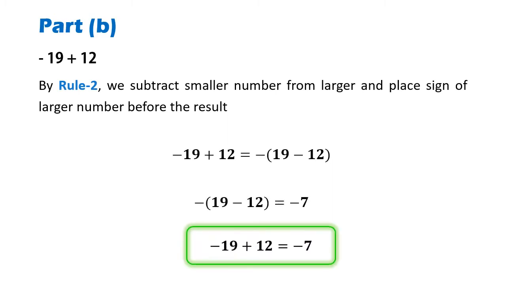Part B. -19, plus 12. By rule 2, we subtract smaller number from larger and place sign of larger number before the result. Therefore, -19, plus 12 equals -7.